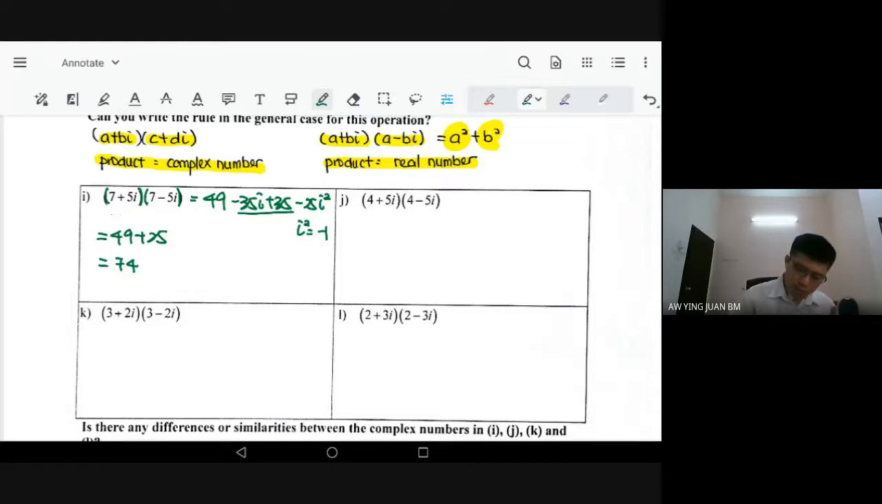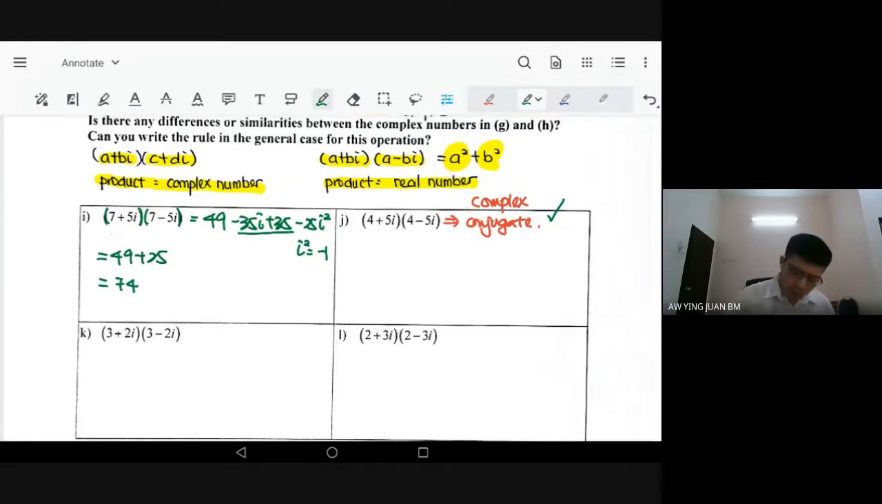Kalaulah saya U, saya akan tengok J. Okay. First, saya tanya, is it conjugate? Or we can say, is it complex conjugate? The answer is yes. It is a complex conjugate. Involve the multiplication. Oh, very simple. Refer to this formula. What is my A? My A is 4 squared. What is my B? My B is 5 squared. So very simple. 16 plus 25. My answer will be 41.